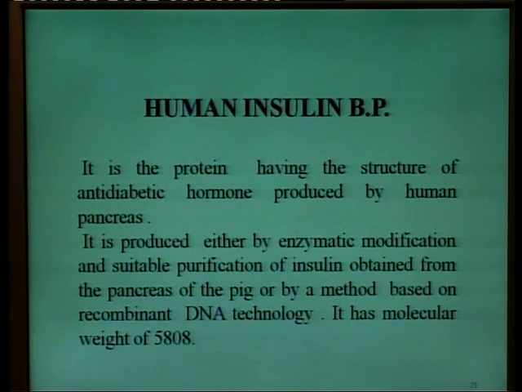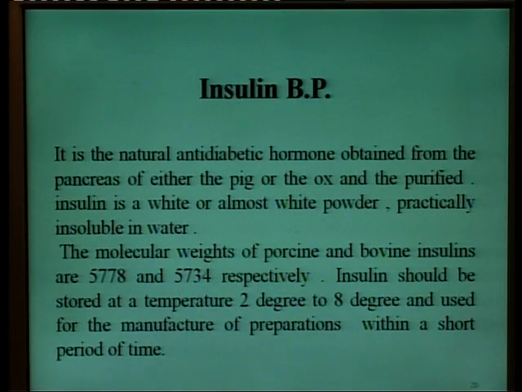Human insulin BP is a protein having the structure of the anti-diabetic hormone produced by the human pancreas. It is produced either by enzymatic modification and suitable purification of insulin obtained from the pancreas of the pig or by a method based on recombinant DNA technology. It has a molecular weight of 5808. You just see the difference. Here we had molecular weights of 5778 and 5734.